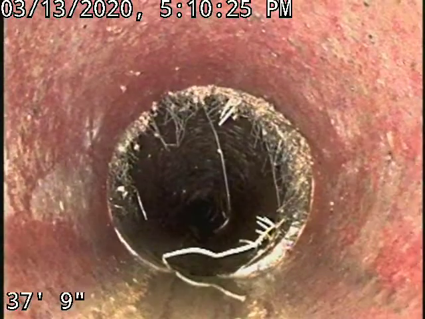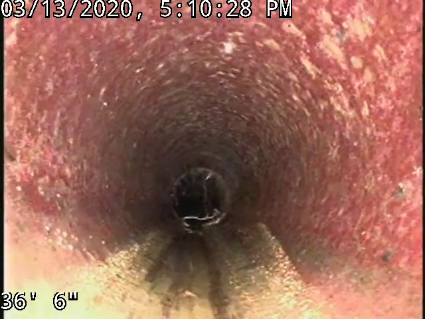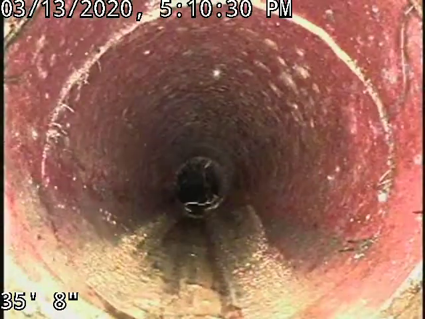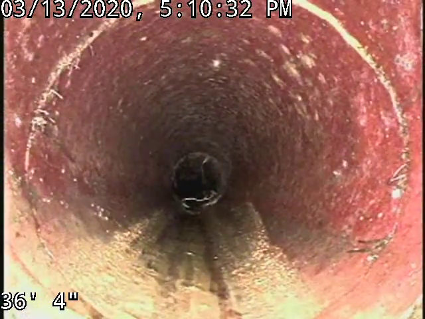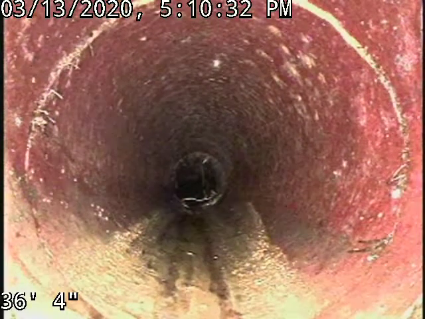Fantastic, just more root intruding at the joint. And we have a couple more conflicts before we enter the home. This one here, as we can see, the root growth is towards the channel or base of the pipe, below that 50% mark where the high water will flow.